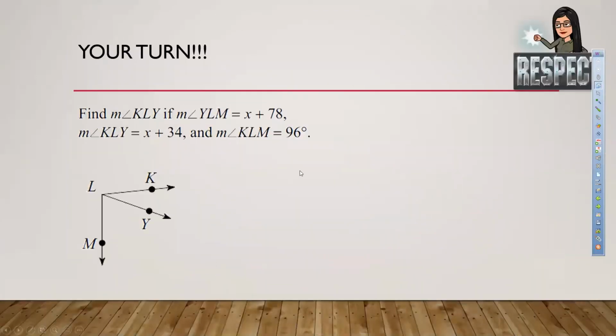So now your turn. Go ahead and write this example on your paper, on your notes, so that you can try it out on your own. Label it all, use your angle addition postulate, and go ahead and answer the question by finding the measurement of angle KLY. So go ahead and pause, copy the example, and try this problem on your own to see if you get the correct answers.